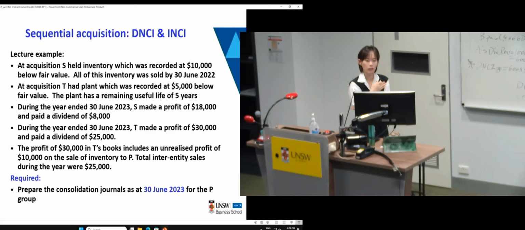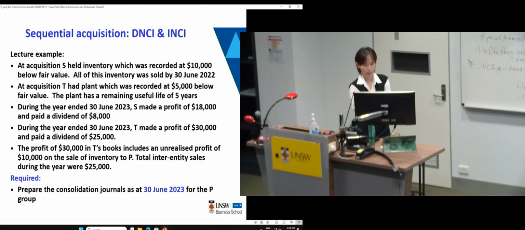Now moving on to the next, during the year ended 30 June 23, Us reported an after-tax profit of 18,000 and paid an 8,000 dividend. This information is important when we calculate step 3 NCI. Subsidiary T Limited also reported an after-tax profit of 30,000 and paid a dividend of 25,000. This also relates to step 3 NCI.